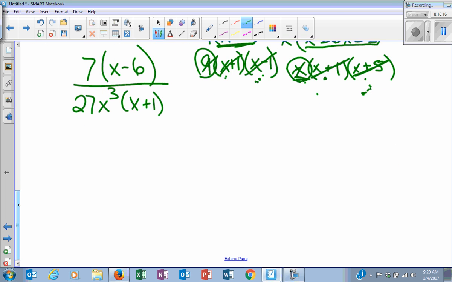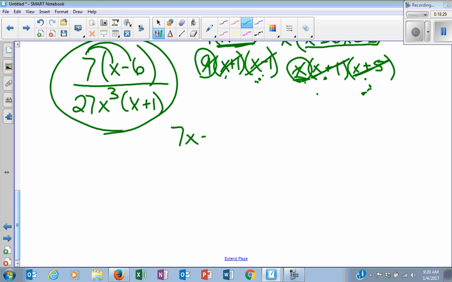Now in the book, they give me a different answer. That's because they actually distribute this. If it's not a multiple choice test, I am fine with this being the answer. If it is a multiple choice test, you're going to have to know the book answer is actually this: 7x minus 42. Again, all they did is distribute the 7.